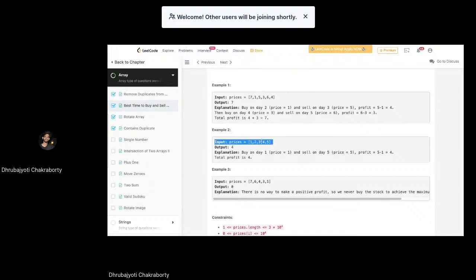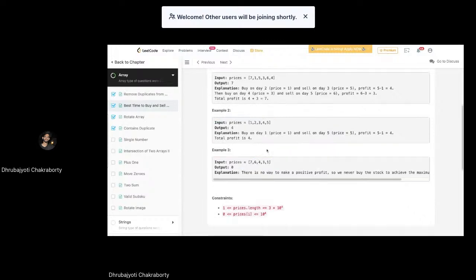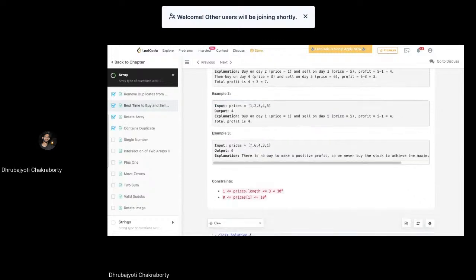So that becomes our profitable situation, and according to the quotient, that becomes our maximum profit. If I see this situation here, I have 7 6 4 3 1, right? So if I buy a stock at 7, I sell at 1, it's a great loss. Buy at 7 and sell at 3, loss. So if I buy at 7, obviously I'm going to have a loss, because all the values that I have are lesser than 7, right? So that is pretty easy to understand.